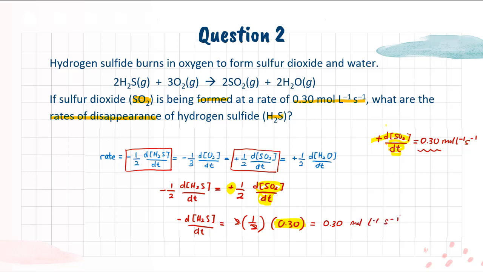Since the ratios are the same, if you look at the balanced equation, hydrogen sulfide and SO2 have the same coefficients, so the rates are also equal. But this is to show how you are going to solve problems like this. Lastly, we need to write a sentence to refer back to the question. So the rate of disappearance is 0.30 mole per liter per second.